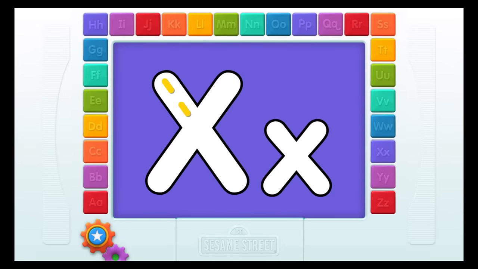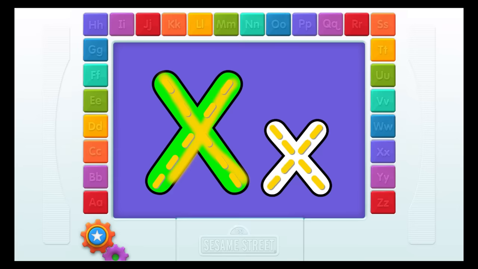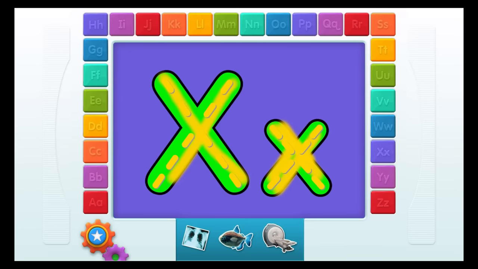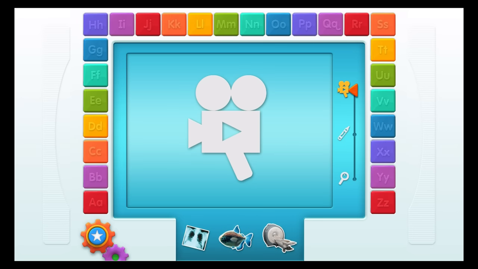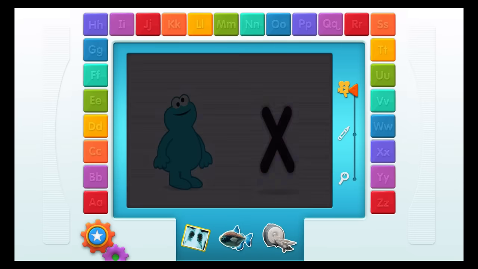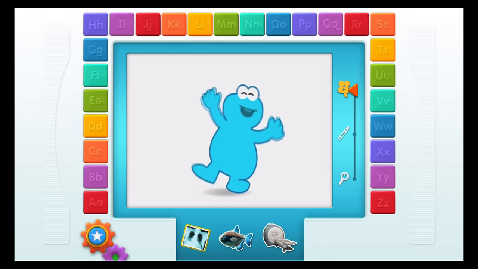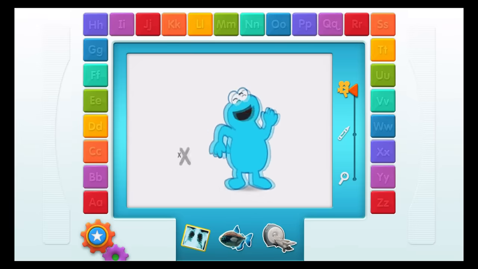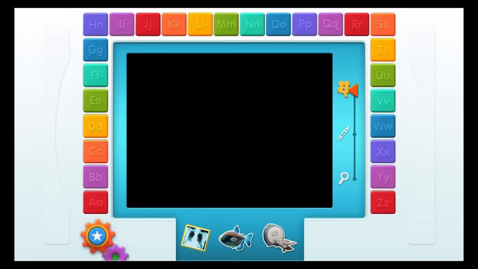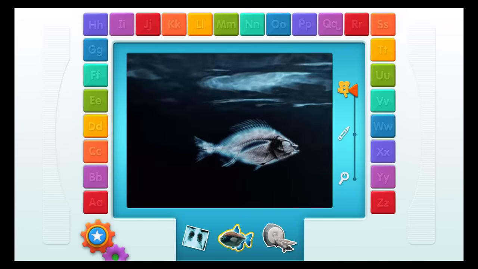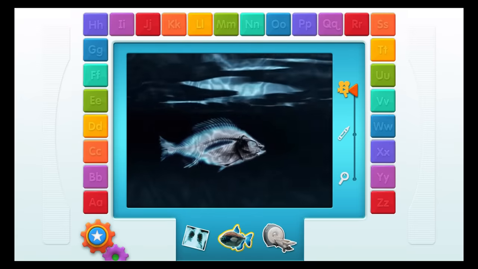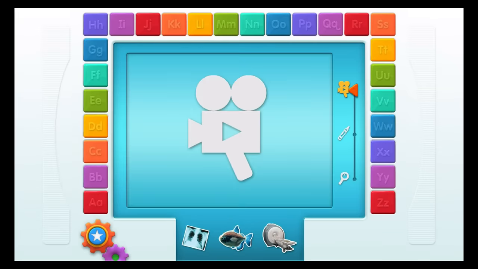X. Elmo loves this letter. Draw the letters with your finger. You drew a letter. Now, make the lowercase letter. X. Yay! Video. Choose one of these things. Touch it with your finger. Another thing that starts with your letter. X. X-ray fish. X. X-ray fish. Touch something else.